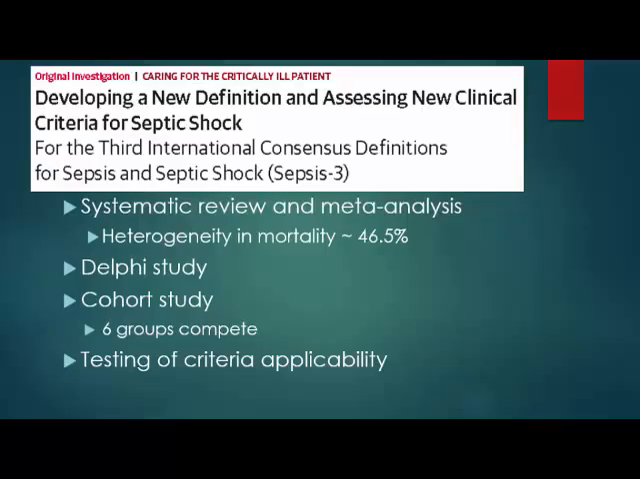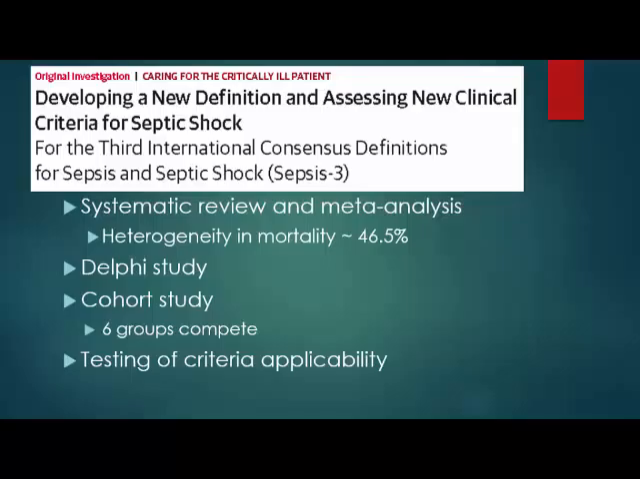But they did a systematic review and meta-analysis. They also did a Delphi study. They did a cohort study, and then they did some testing to see if their criteria was actually applicable. The first 2 studies I'm going to summarize, and the fact that the systematic review and meta-analysis revealed that among patients considered to have septic shock, all of the papers that they found had significant heterogeneity in the mortality. However, the overall mortality was around 46.5%. And Dr. Rivers so interestingly pointed out to me that that was the exact mortality that was quoted in the early goal-directed therapy trial, which I thought was funny that it turned out to be the exact mortality.